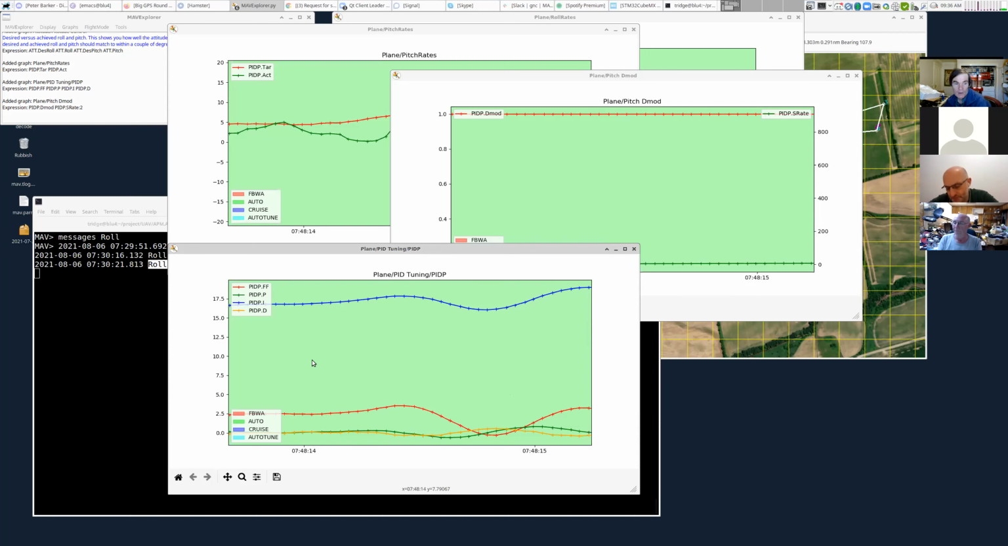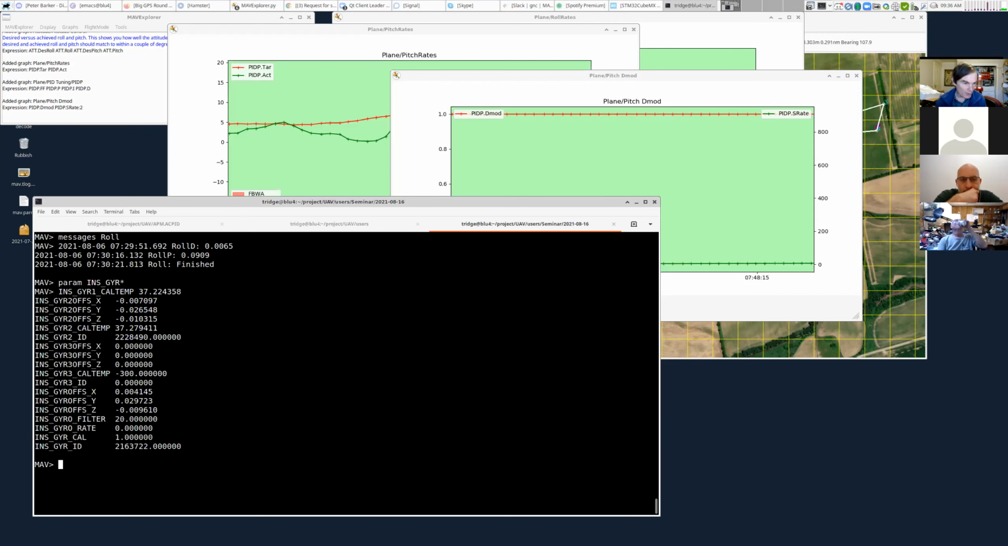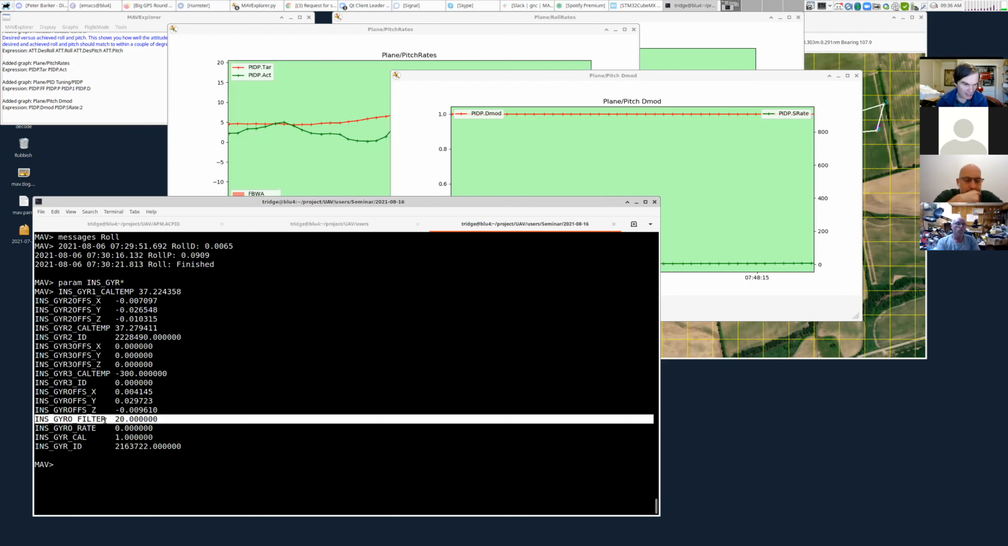And now one thing he could do, he could raise those terms, but he might also benefit from putting in a filter to get a bit less noise, which would enable him to have a higher gain without risking oscillations. So he's got a gyro filter currently at the default of 20 hertz. He might be able to benefit by putting in a harmonic notch filter, and that might allow a higher D term.